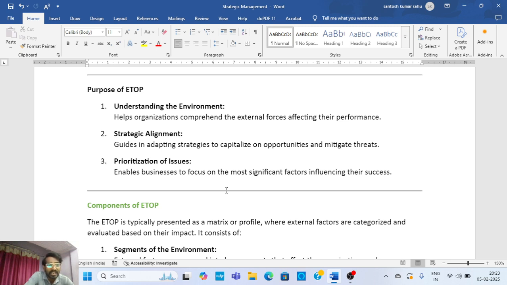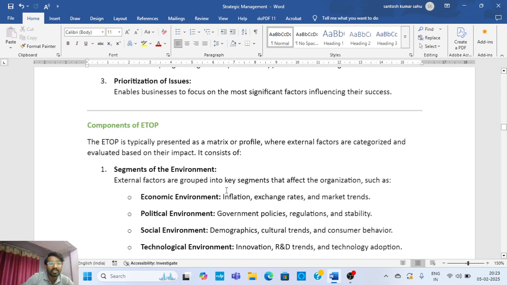Then strategic alignment. Okay, what it means: it guides adapting strategies to capitalize on opportunities and mitigate threats. And the third purpose is prioritization of issues. वो जो issues हैं उसको prioritize करके significant factor को, उसको success कैसे करना है, उसी तरफ हमको focus करना पड़ेगा. It enables business to focus on the most significant factors influencing their success. Then we discuss components.